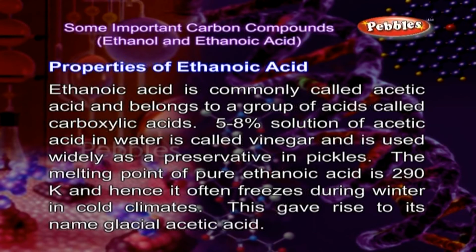Properties of ethanoic acid. Ethanoic acid is commonly called acetic acid and belongs to a group of acids called carboxylic acids. A 5 to 8% solution of acetic acid in water is called vinegar and is used widely as a preservative in pickles. The melting point of pure ethanoic acid is 290 K and hence it often freezes during winter in cold climates. This gave rise to its name glacial acetic acid.